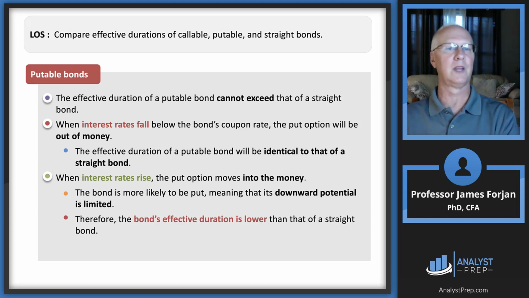However, when the yields go up, the put option then is in the money, which means that the bond is likely to be put by the bond holders, so that downward potential is limited, and that just smashes the effective duration.